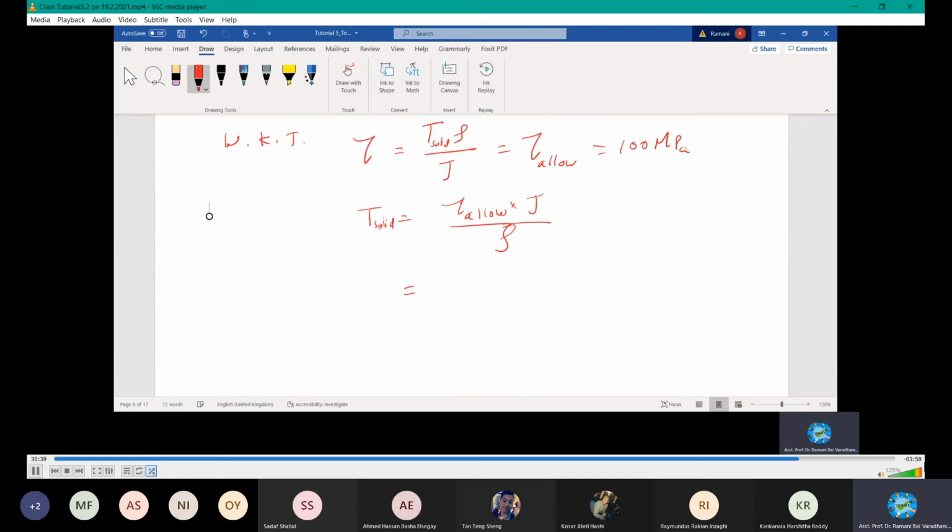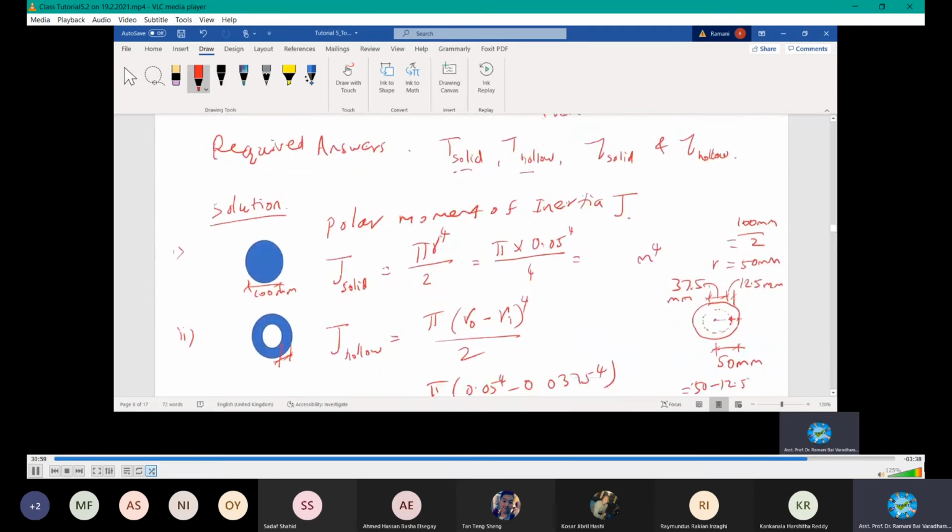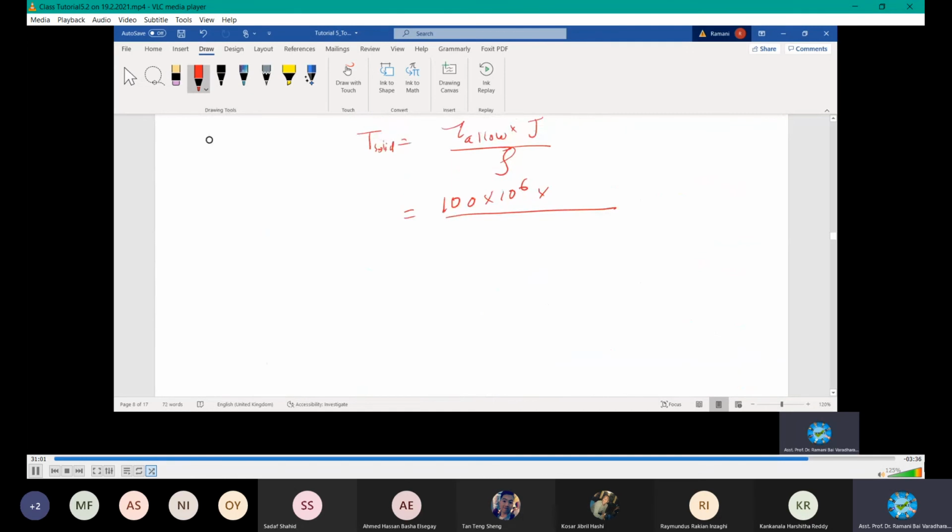Let's substitute. T allowable is 100 megapascal. I change it to 10 power 6. Better, you keep it simple units so that uniform. J we already found. You substitute here and then divide by the value of this rho. It's for solid, right? The solid diameter will be 100, and 50, so distance from the center will be 0.05. Get me the answer for solid torque. That is the first answer, and then the second answer, I give you the answer. Then you need to complete.